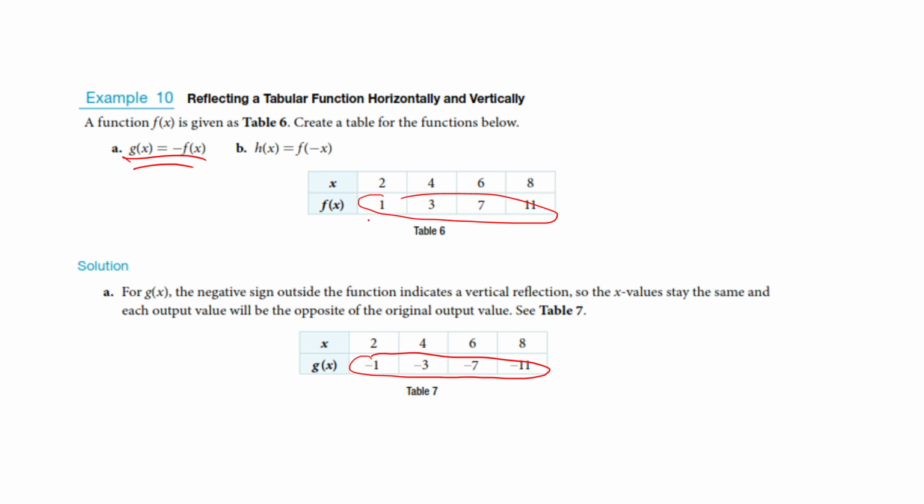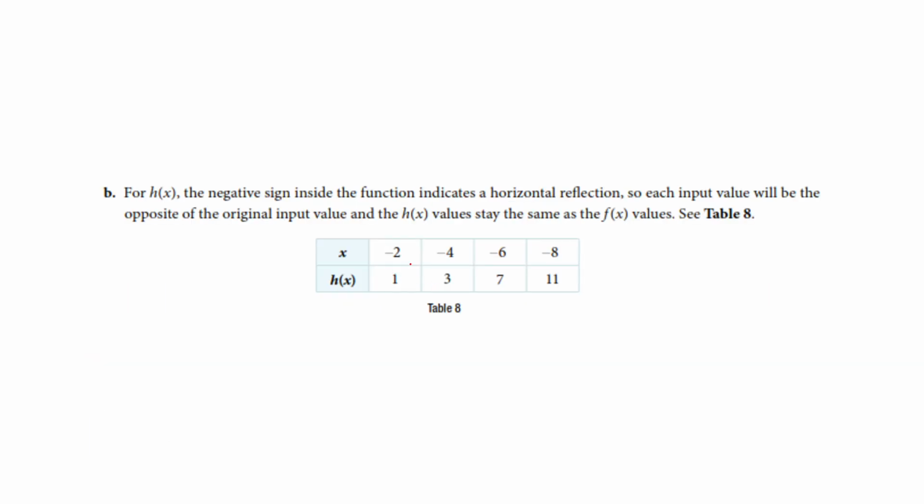So let me say that again. If you want to just put negatives on the output, you're going to get all the y's the opposite. So you were like this, now you're going to be like this. If you flip it for the x's, anything you put in here is now going to be a negative. You're going to get the other side of the graph.